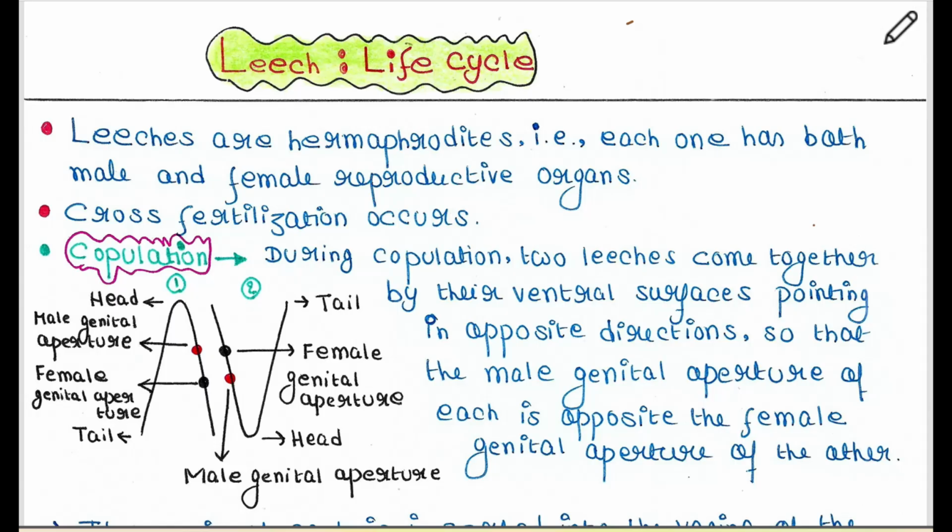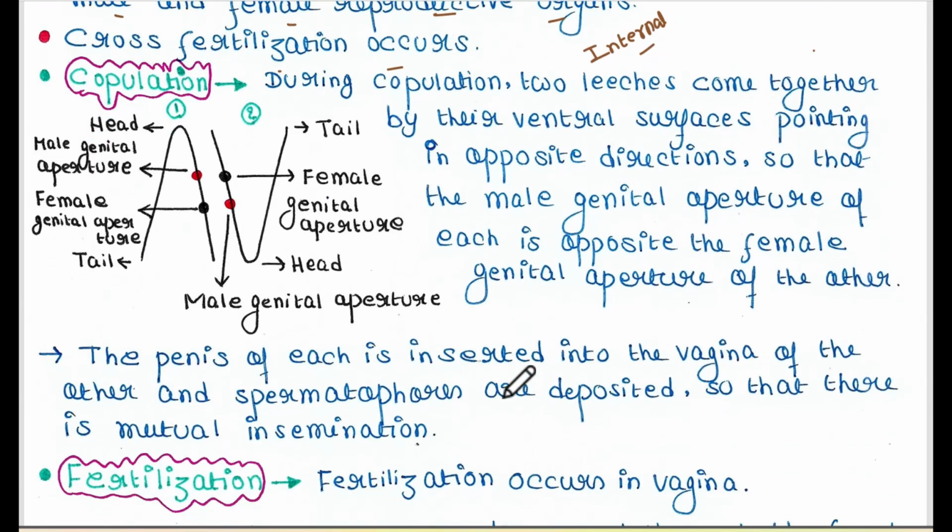So leeches are hermaphrodite. They are bisexual in nature. That is, each one has both male and female reproductive organs. Cross-fertilization occurs in them and it is internal fertilization. That means fertilization occurs inside the body. And the first step is the copulation.